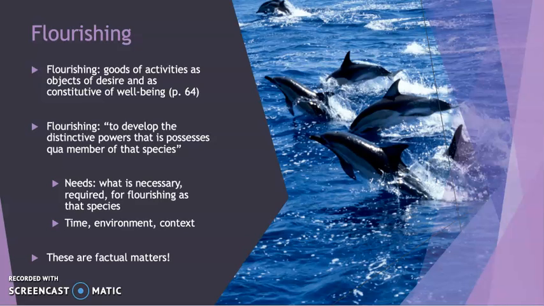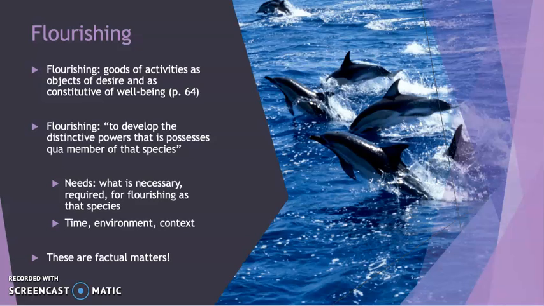So one of the things that we're going to learn is that for human animals, one of our distinctive powers, and perhaps the most important, well, certainly for MacIntyre, the most important distinctive power is our capacity for linguistic reasoning, for practical rationality. And that is a capacity that dolphins do not have, although they do have pre-linguistic capacities. So need then becomes what is necessary or required for flourishing as that species, right?